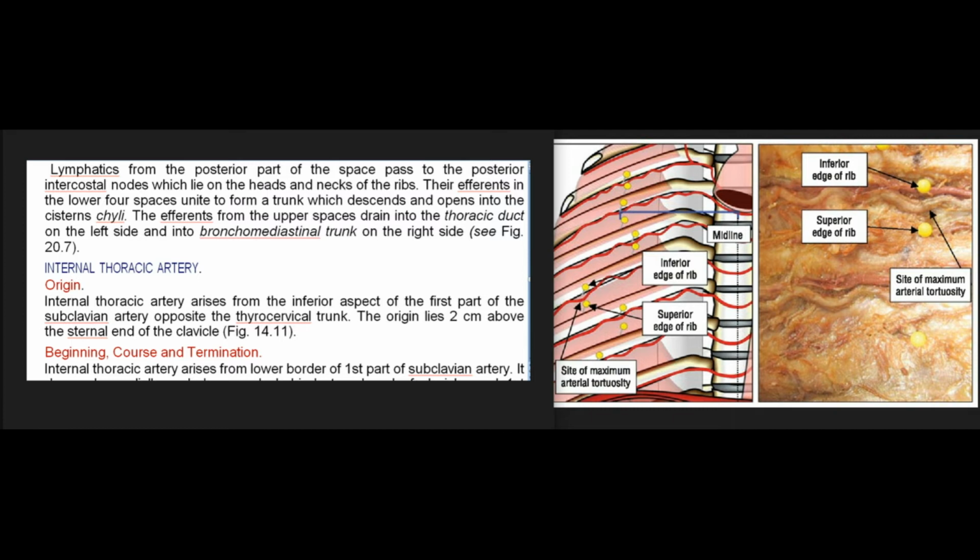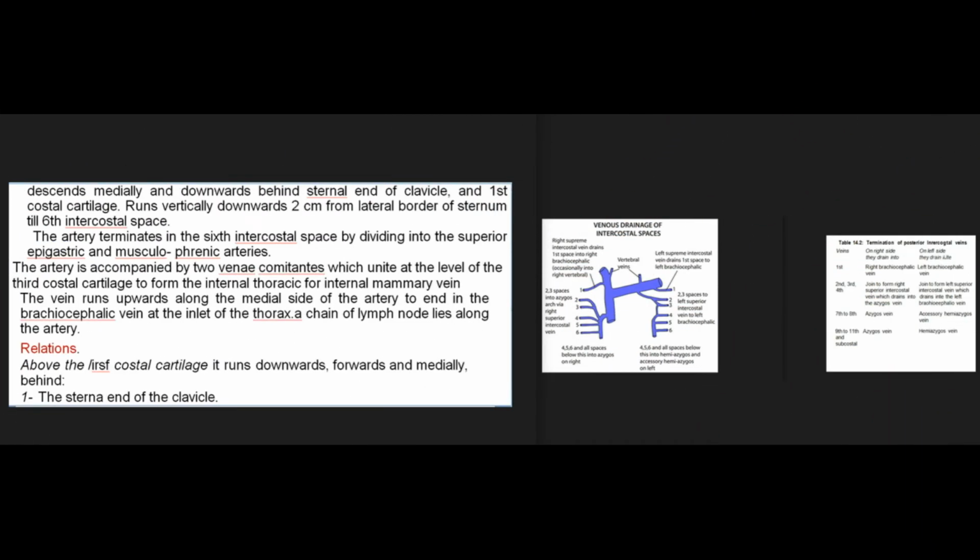Internal thoracic artery. Origin. Internal thoracic artery arises from the inferior aspect of the first part of the subclavian artery opposite the thyrocervical trunk. The origin lies 2 cm above the sternal end of the clavicle, Fig 14.11. Beginning, course and termination. Internal thoracic artery arises from lower border of first part of subclavian artery. It descends medially and downwards behind sternal end of clavicle, and first costal cartilage.